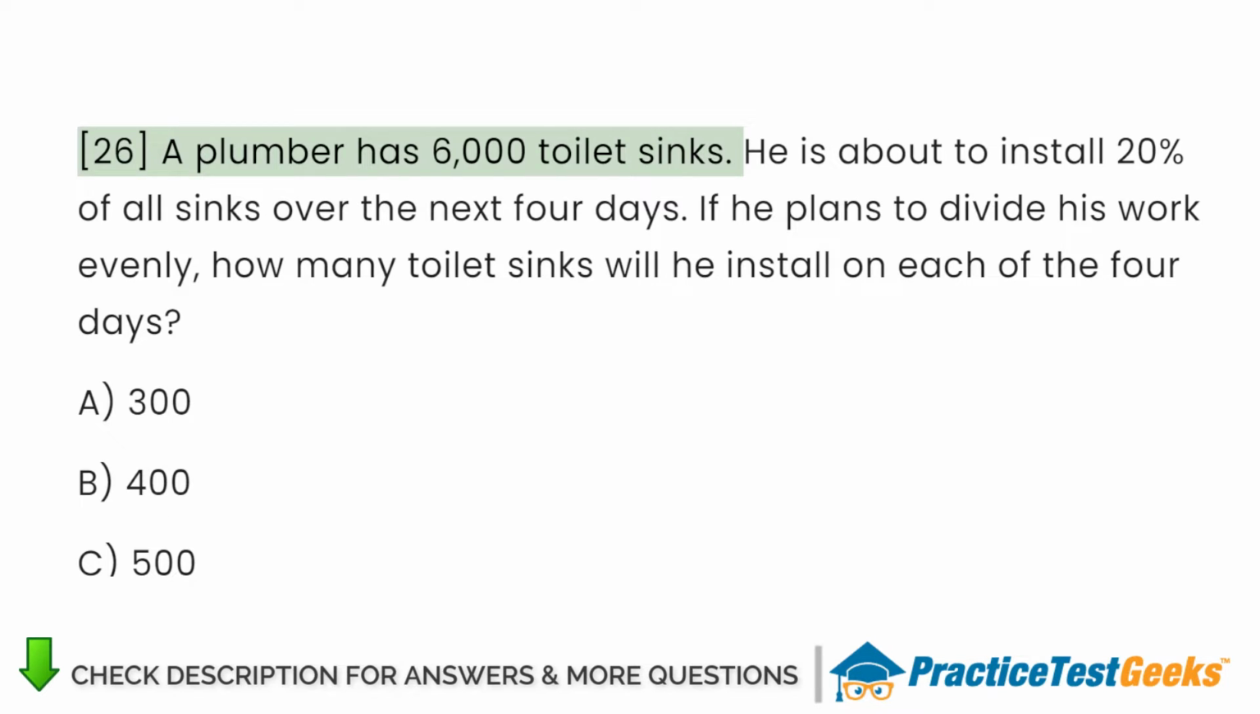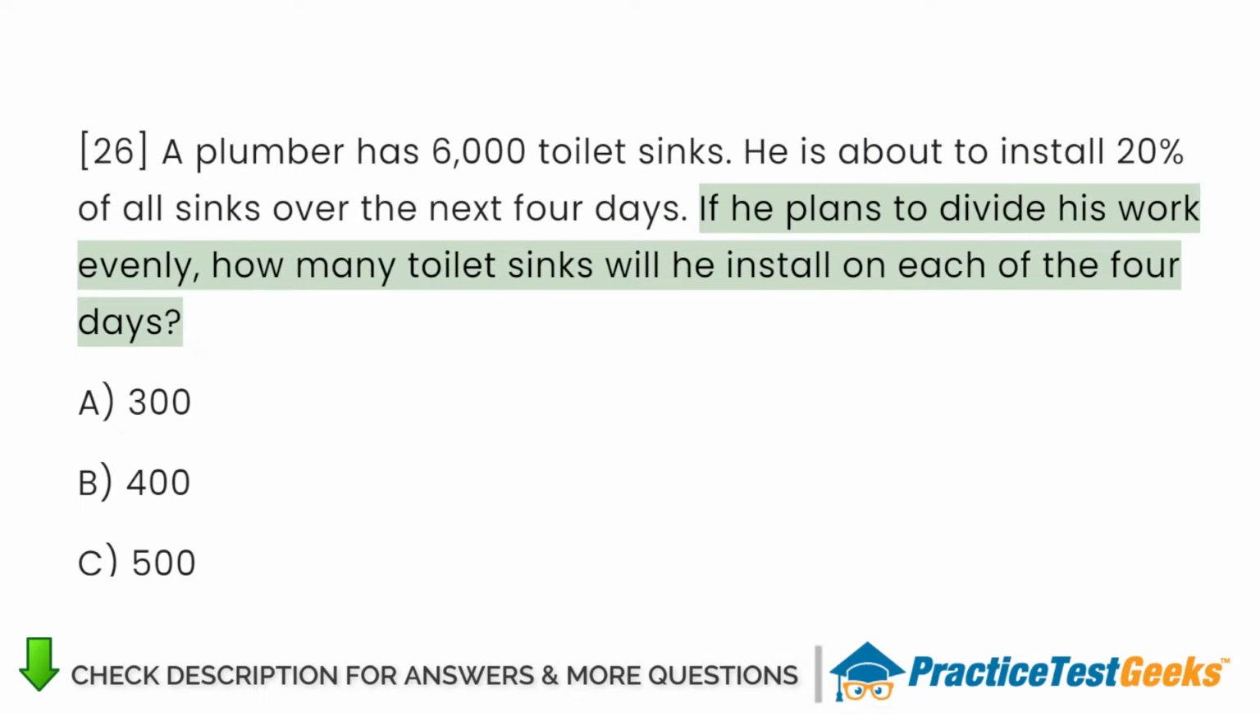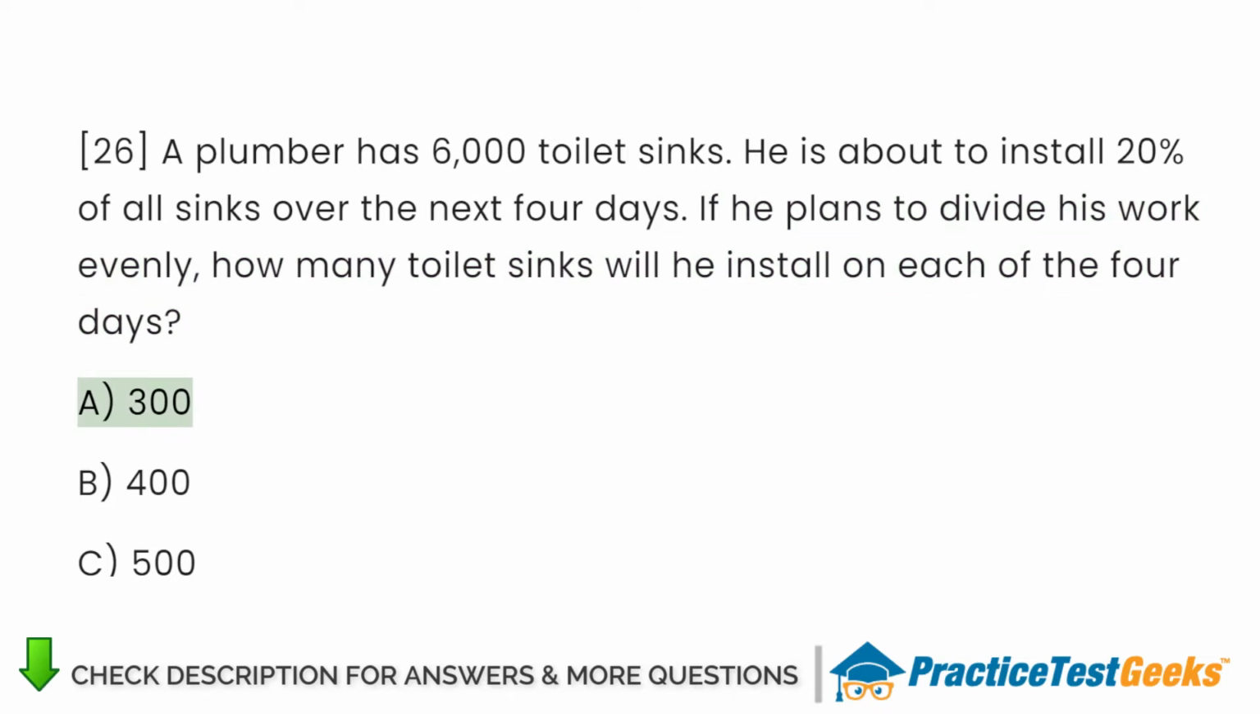A plumber has 6,000 toilet sinks. He is about to install 20% of all sinks over the next 4 days. If he plans to divide his work evenly, how many toilet sinks will he install on each of the 4 days? A. 300. B. 400. C. 500.